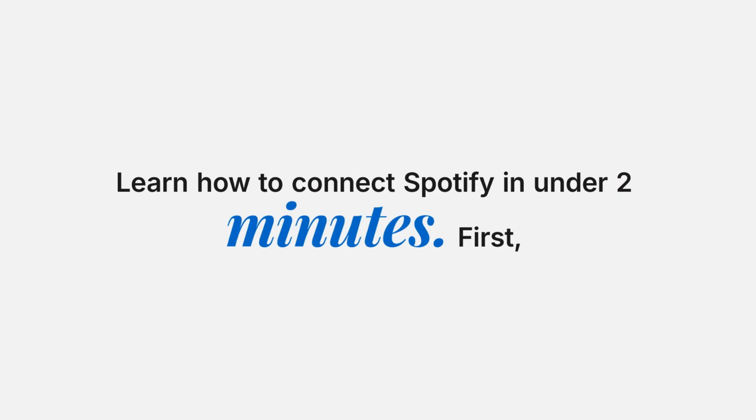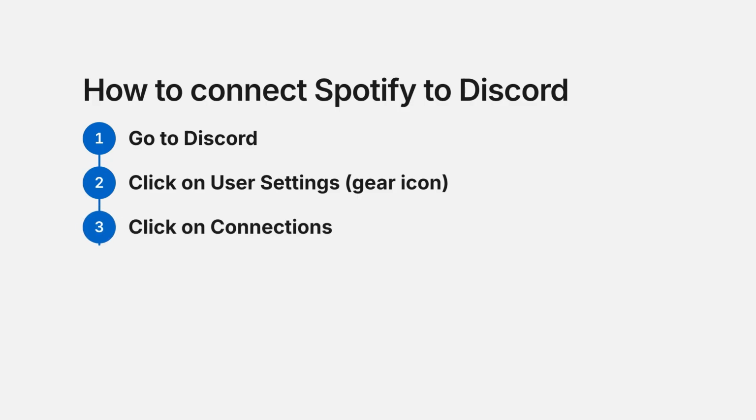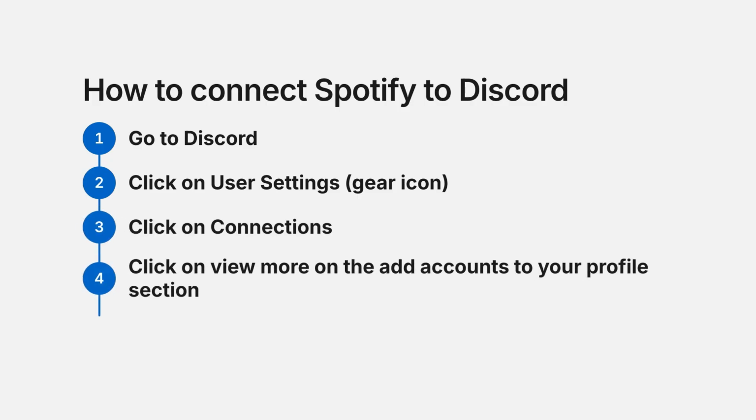Are you tired of your friends not knowing what you're jamming to on Discord? Learn how to connect Spotify in under 2 minutes. First, we'll open Discord settings, then link your Spotify account, and finally, toggle the display options. Let's get started.